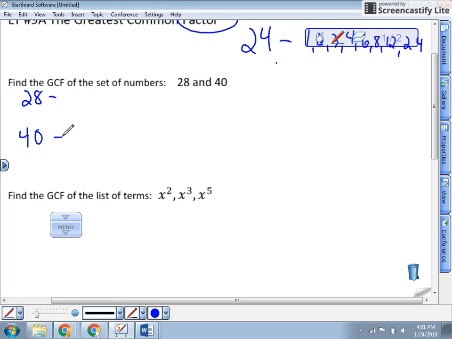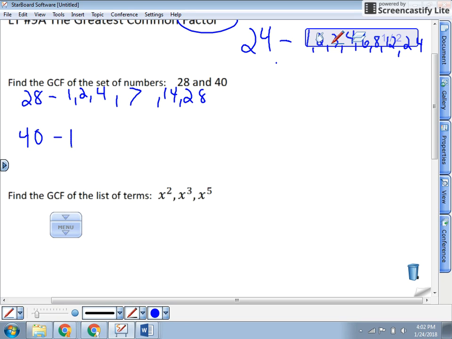So obviously, we've got 1 and 28. I can space them out. We know that 2 goes in there. 2 and what? We've got 2 times 14. And other factors of 28, I think 4 and 7. So there are our factors of 28. Now we've got to list out 40. I think 40 has quite a few.